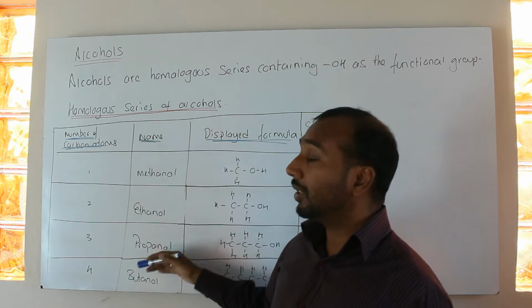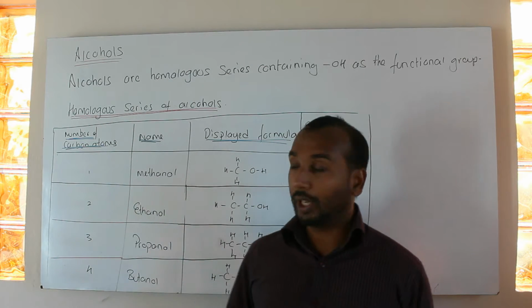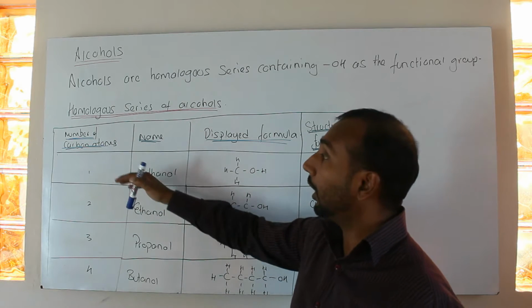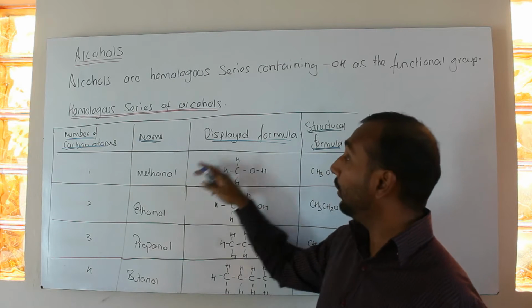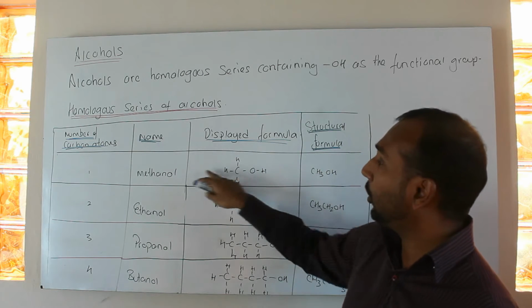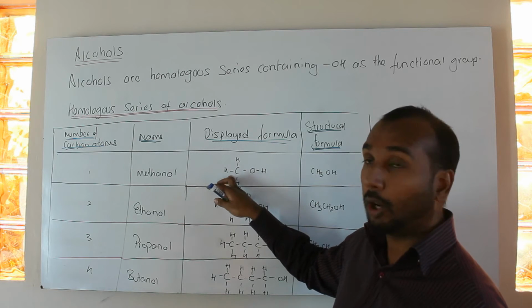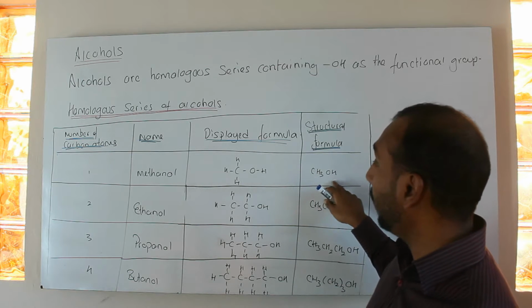Let's look at the table concerning the different types of alcohols. In this table, we're going to look at the different alcohols that we have, depending on the number of carbon atoms that is present. For example, if the number of carbon atoms is 1, the name is methanol. This is a displayed formula. It contains 1 carbon, so 3 hydrogens bind directly to the carbon and 1 OH group here. The structural formula is CH3OH.